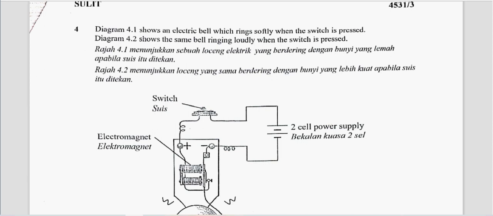Alright, so we continue our previous discussion on my school paper 3 SPM 2020 paper, right? So now we look at section B, but I skipped question number 3, so we look at number 4 first. Diagram 4.1 shows an electric bell, which rings softly when the switch is pressed. And diagram 4.2 shows the same bell ringing loudly when the switch is pressed.